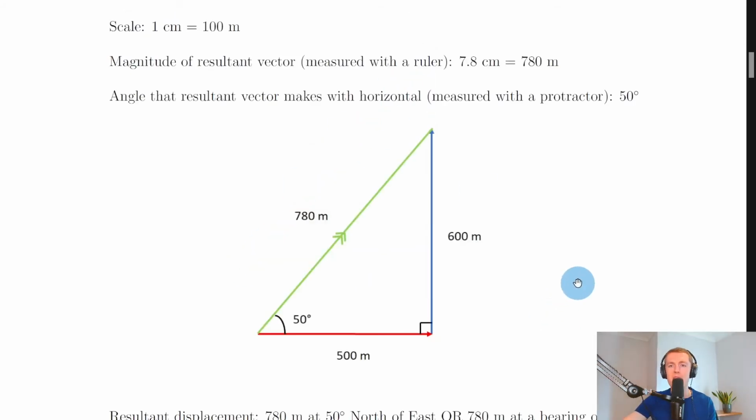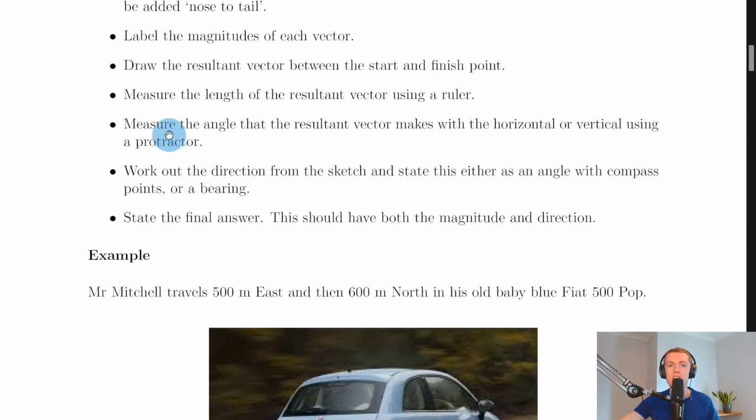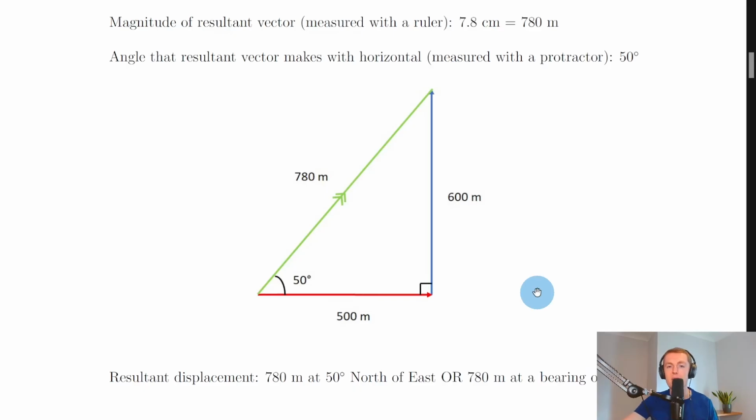But remember, for a vector, we are also interested in direction. So we need to find the direction as well. So to find the direction, we firstly need to measure the angle that the resultant vector makes with the horizontal or vertical using a protractor. Now the rule that you need to remember is that the angle theta is always going to be measured next to the starting point. So if this was my starting point here when adding the two vectors together, then my angle theta must be the one in here and not the one up here in order to find the correct direction. So what we would do is use a protractor, as we said there.